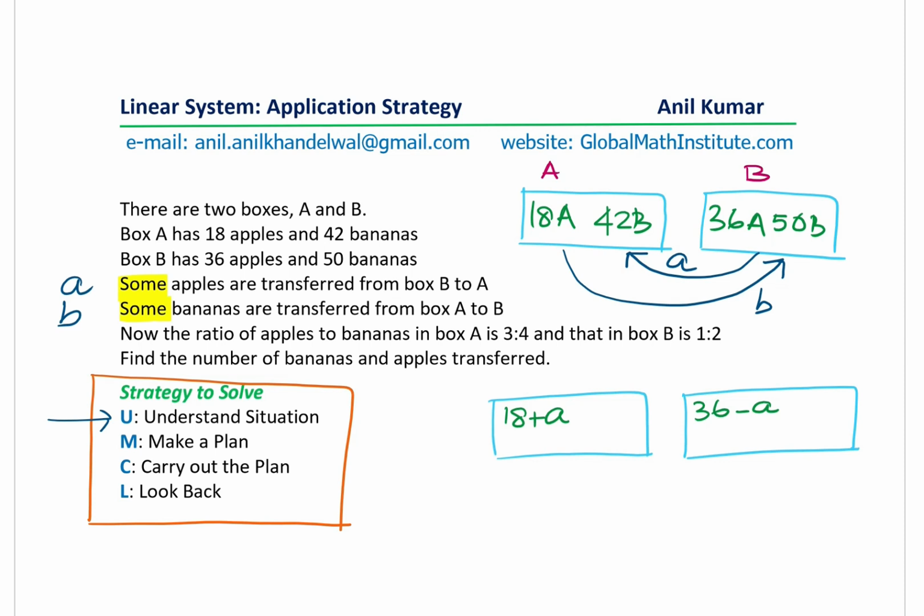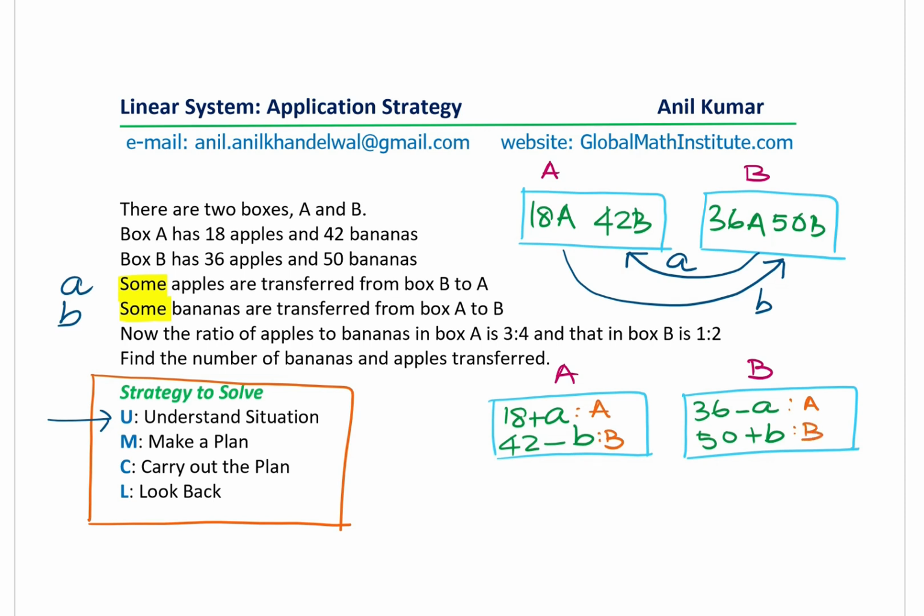And how about the bananas? Well, we had 42 and we took away B, so it'll be 42 minus B. And in the second case, we added them up, so it'll be 50 plus B, right? So these are our apples and bananas. In boxes A and B, the situation has changed. Let's rewrite this situation: these are the apples for us now, and these are the bananas, right?